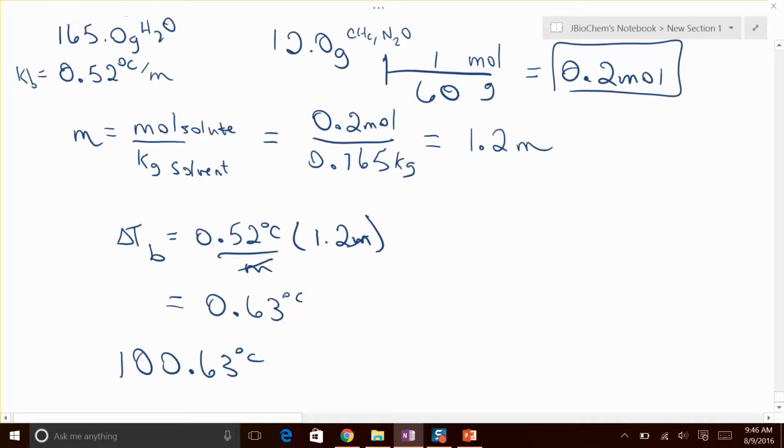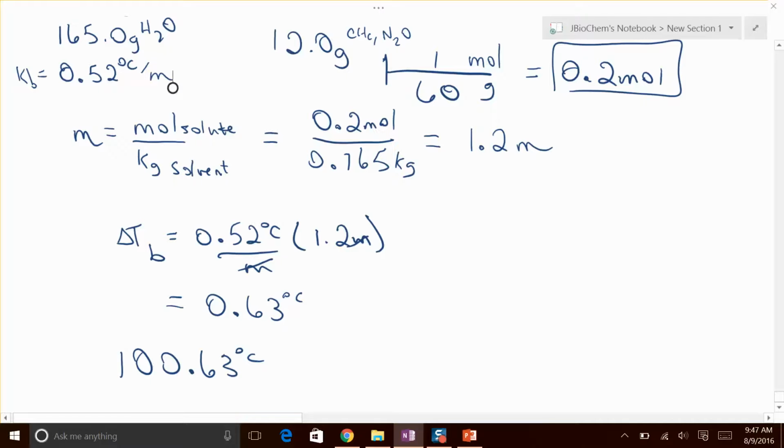And then if that came out negative, you subtract it from that, right? If you get a negative delta T, how are you going to get a negative delta T? Because anytime you add something, it's going to raise. Okay, the KB is always a positive number, right? 0.52. And then your molality is always going to be a positive number, right? So you won't get a negative.